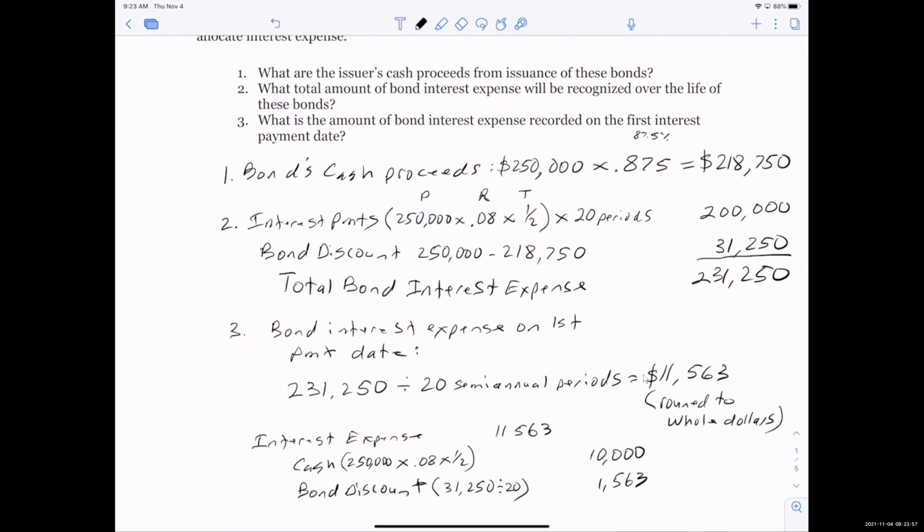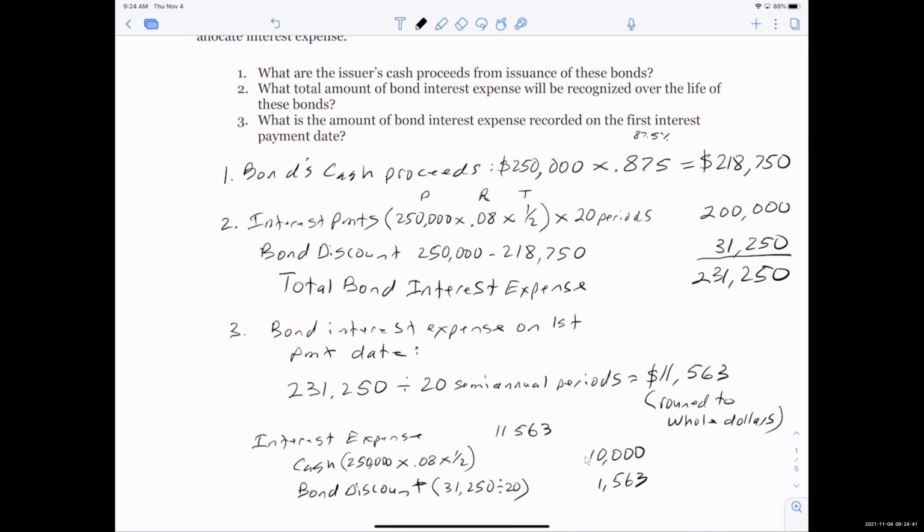So if you did record the first interest payment, you would debit interest expense of 11,563. Now, what is this made up of? Well, the actual cash interest payments, right? You're going to be paying actual cash out in interest, and you base that on principal times rate times time. The par value or the face value is 250,000 times the 8%, which is 0.08. I like to convert that, times 1/2. So we're going to recognize $10,000 of actual interest expense that we paid in cash.